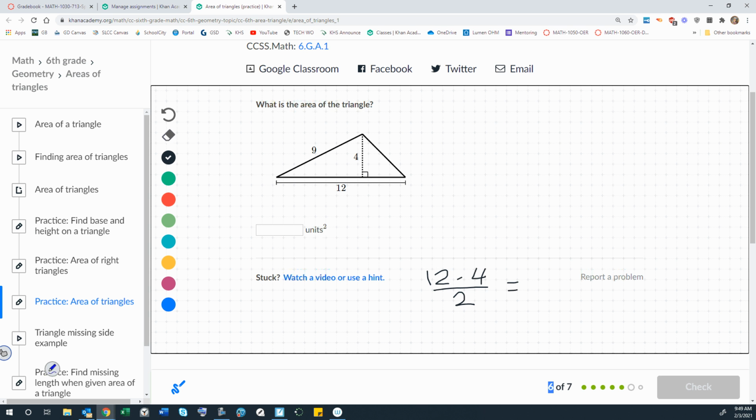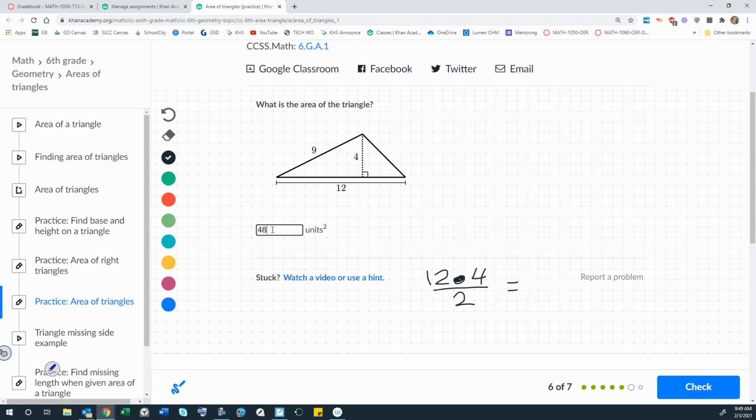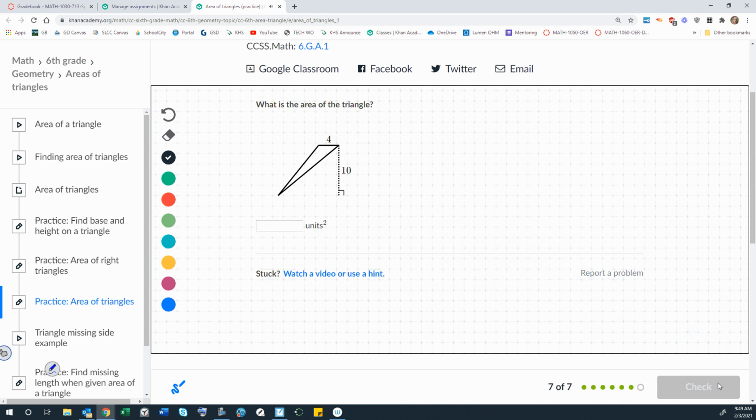So that looks like a minus. It's supposed to be a times. 12 times 4 is 48. Oh, but divide by 2 is 24. Last one, I think. We've done a problem like this already. We just multiply the two numbers, divide by 2.